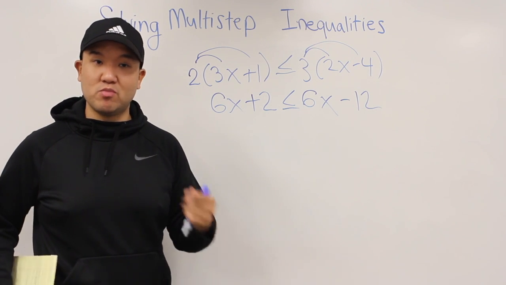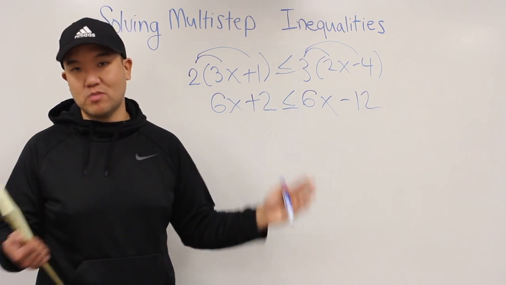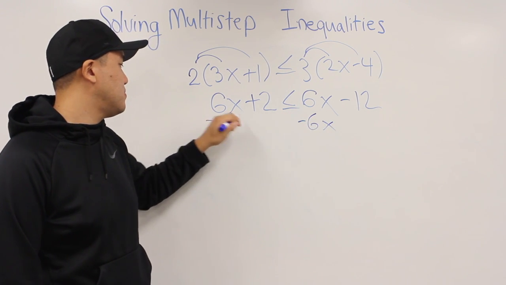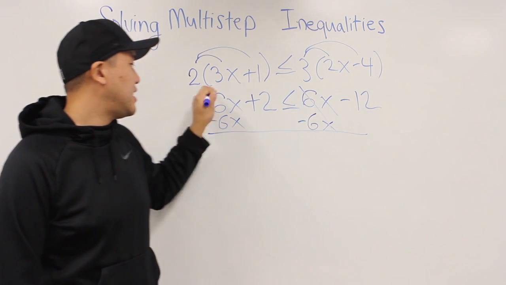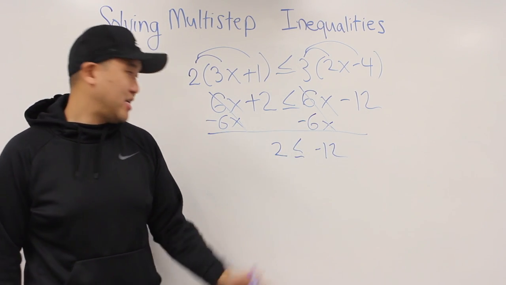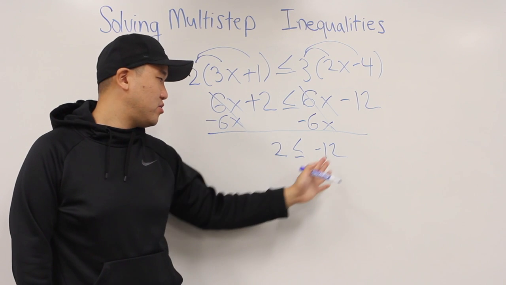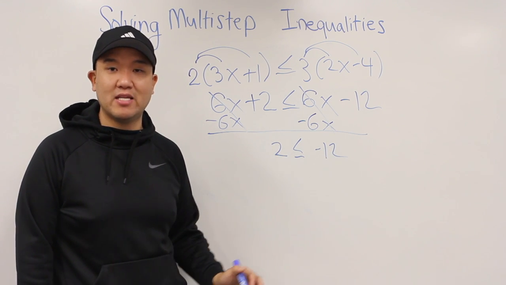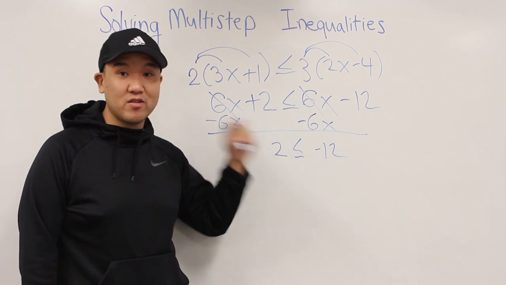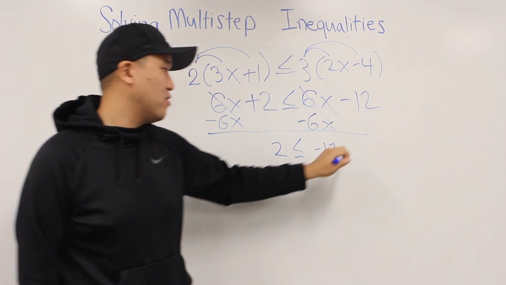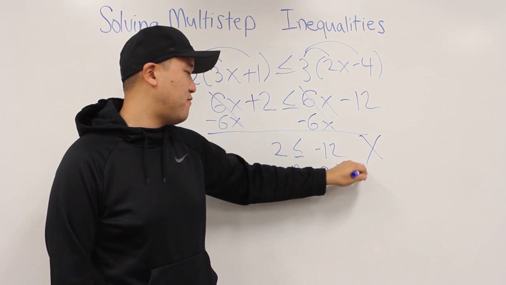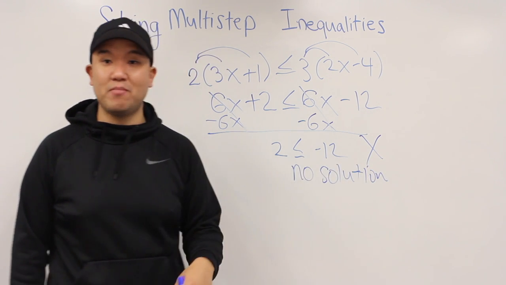Let's do what we normally do. Let's move our x's to one side. Let's move all our numbers to the other side. I'm just going to subtract 6x here. That cancels. You technically have 2 is less than negative 12. You could technically stop here. We don't have to move all my numbers if my variables cancel out. But take a look here. Is 2 less than or equal to negative 12? Will that ever be true? No, never. So there's no solutions. You can't even graph it on a number line because there are no answers that make it true.